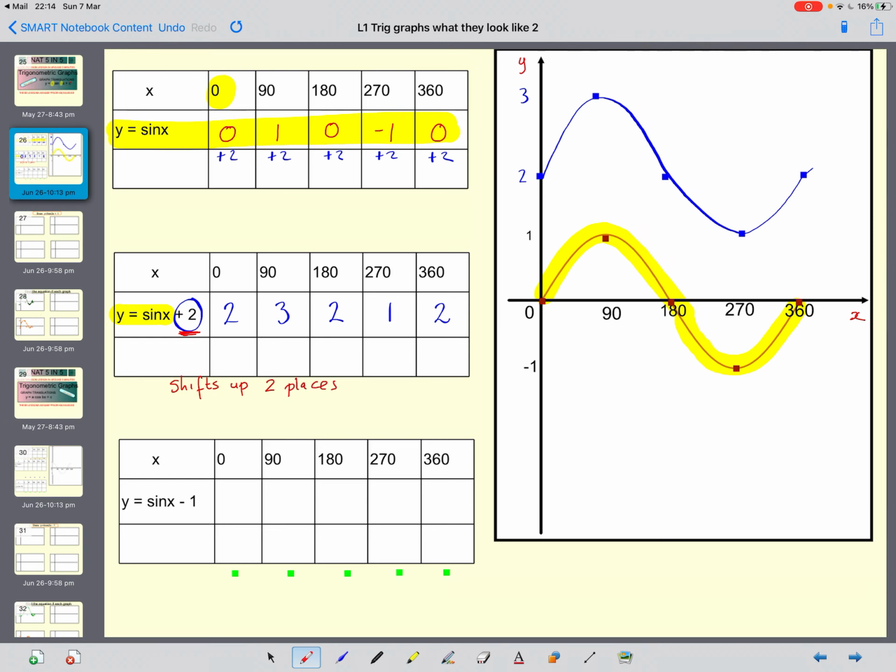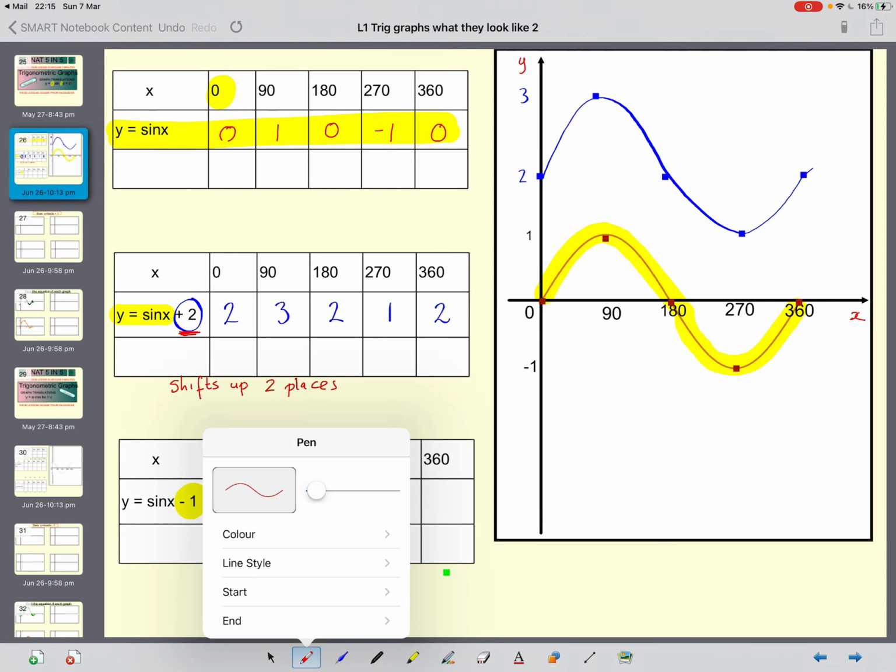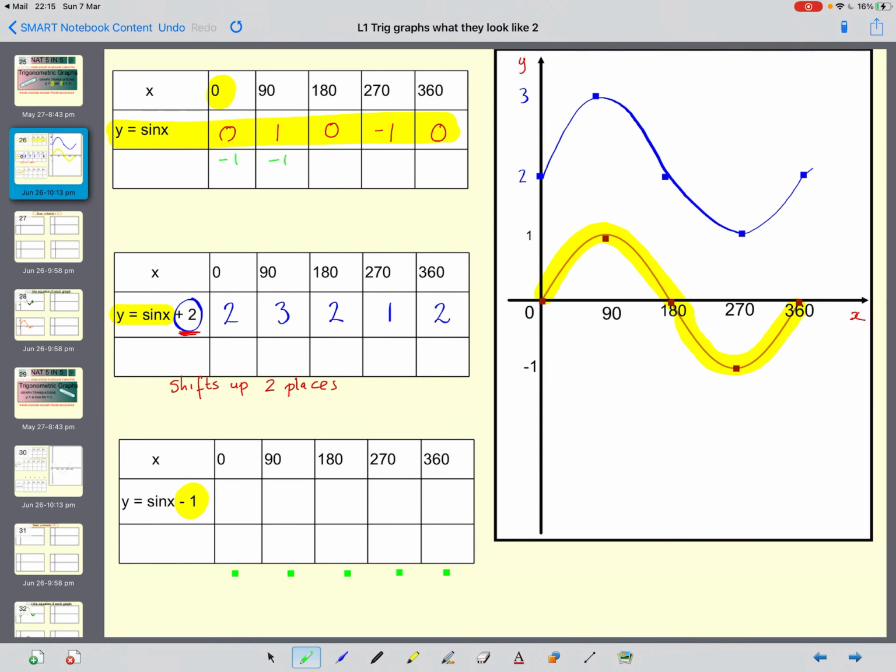Before we start this next one, this is y equals sine x, take away 1. Think about what that is going to do to it. Again, you've got your values for sine x up here, the ones highlighted at the top, and you're going to take 1 away from each of them. So your values are going to be negative 1, 0, negative 1, negative 2, and negative 1.